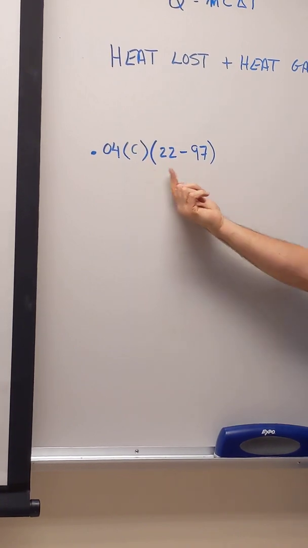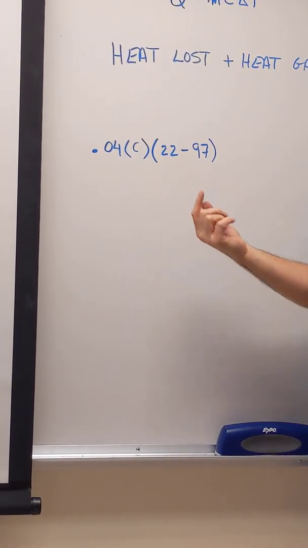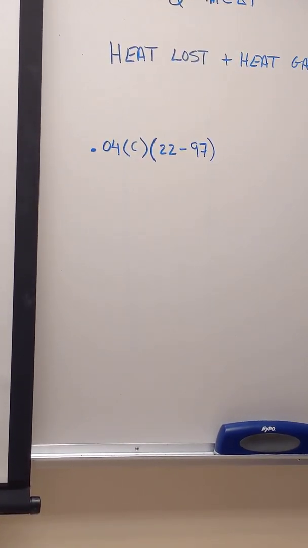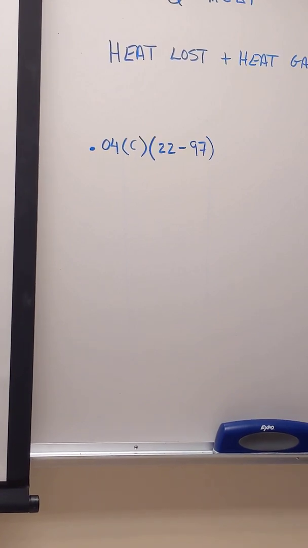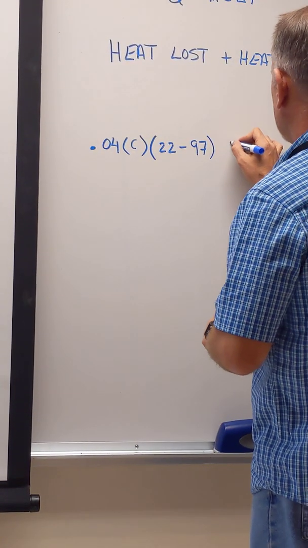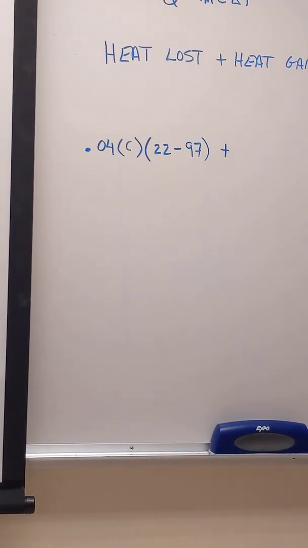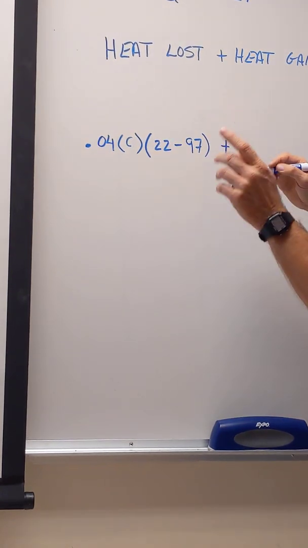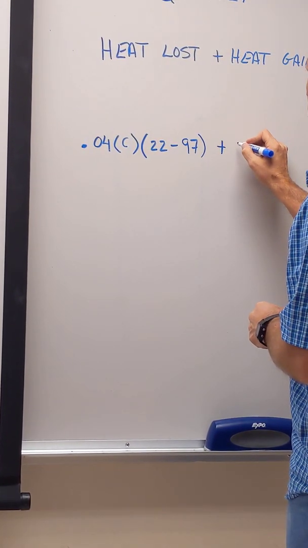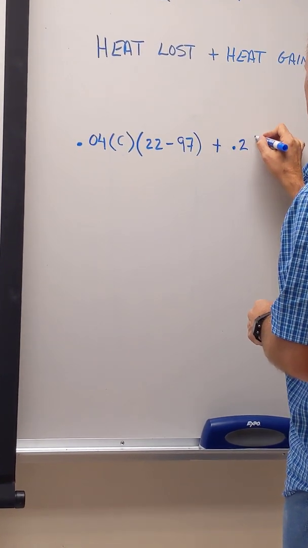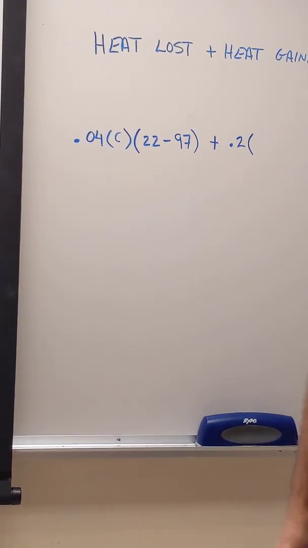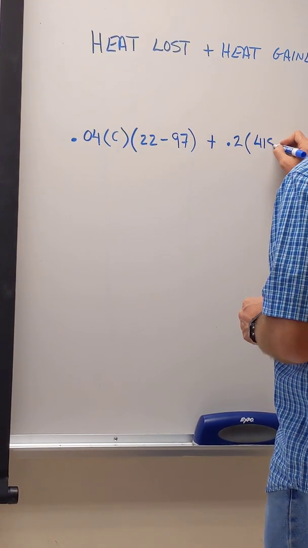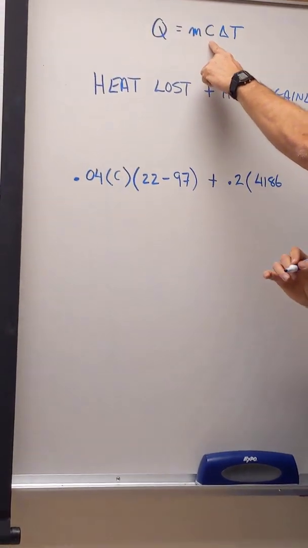Always. You can see that value will be negative, which implies my energy is going from the metal to the other pieces. Now I say plus the heat gained by the various pieces of my system. The first piece, let's go with the water. How much water do I have? 0.2. What's the specific heat of water? 4,186. Thank you. 4186, that's this guy.